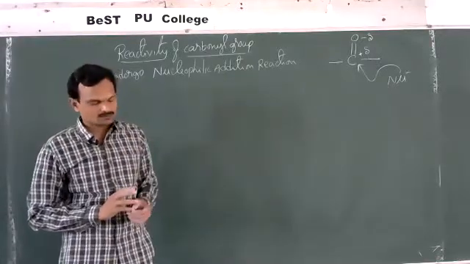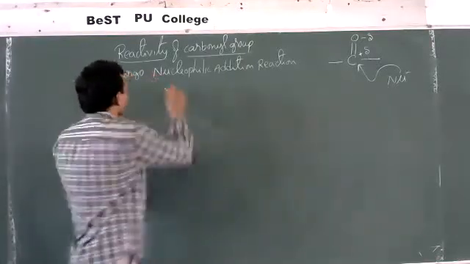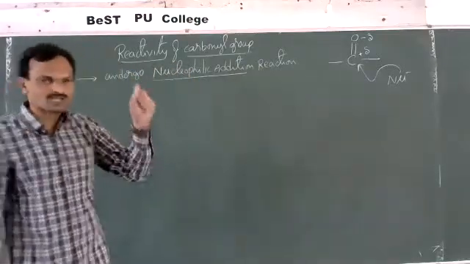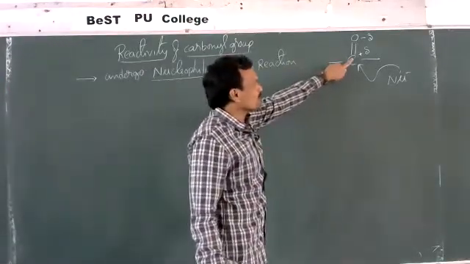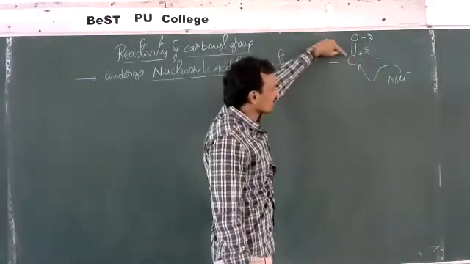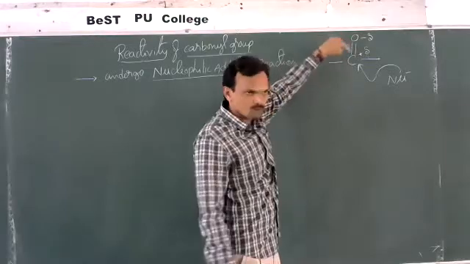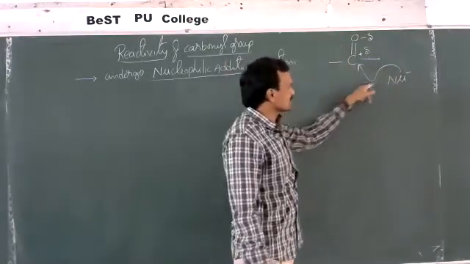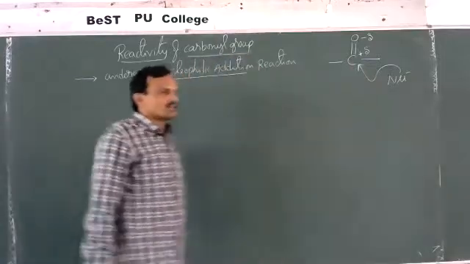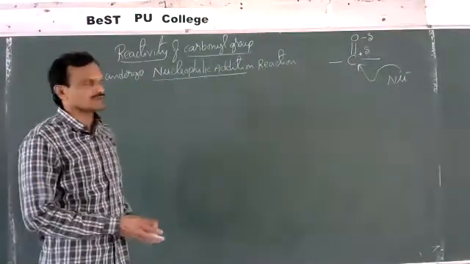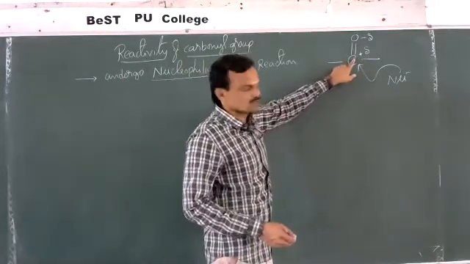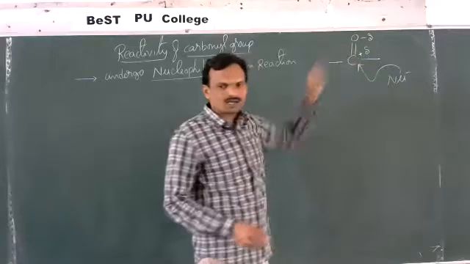how to identify? See, the reactivity towards nucleophilic addition mainly depends on the partial positive charge present on the carbon. If the extent of partial positive charge on this carbon is more, the nucleophile can attack easily. So the reactivity of aldehydes and ketones towards nucleophilic addition mainly depends on the partial positive charge present on the carbonyl carbon.